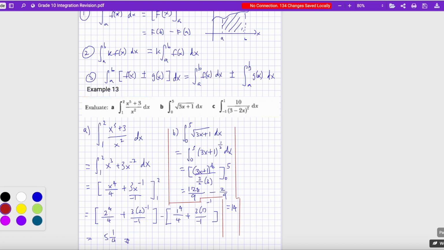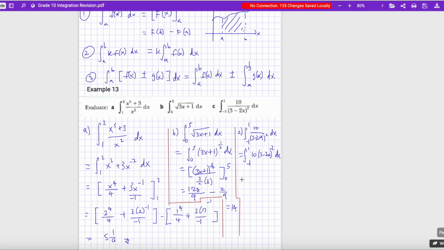Okay, great, let's do part C. All right, so this one we're going to integrate from minus 1 to 1 of 10 over (3 minus 2x) squared dx. All right, you can factor out the 10. If you do not want to, it's fine as well. This is basically 10 times (3 minus 2x) to the power minus 2 dx.